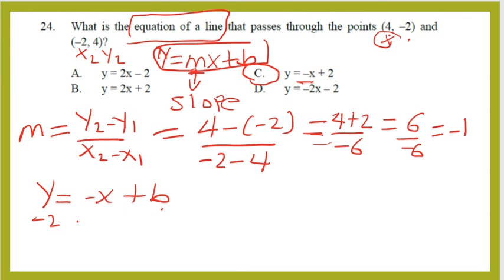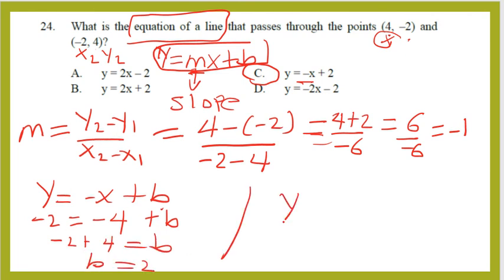So it will be negative 2 is equal to negative 4 plus b. When I shift negative 4 to the other side, it will be added. Negative 2 plus 4 is equal to b. Then the b value becomes 2. Therefore, the equation of the line will be y is equal to negative x plus 2. This will be the equation of the line.